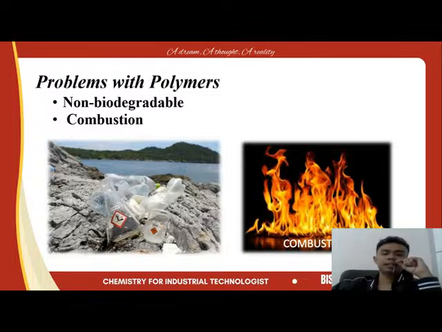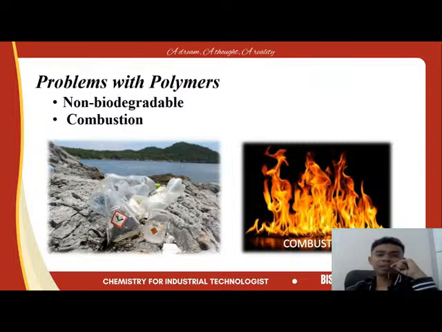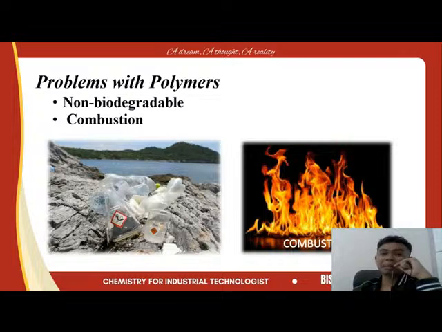Now, to address the growing concern in protecting our environment, recycling has been one of the answers to solve the problems with the polymers. The best thing that we can do with plastics, with polymers, is to recycle. Okay, below is a table.